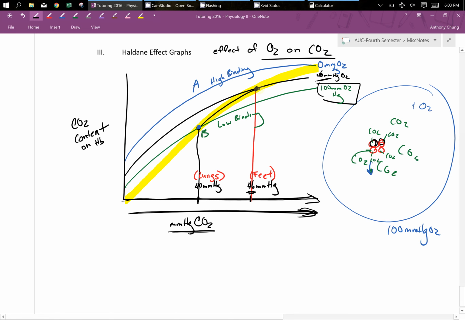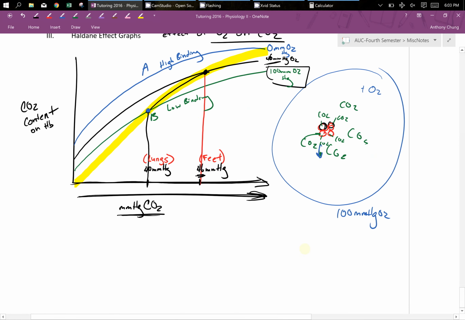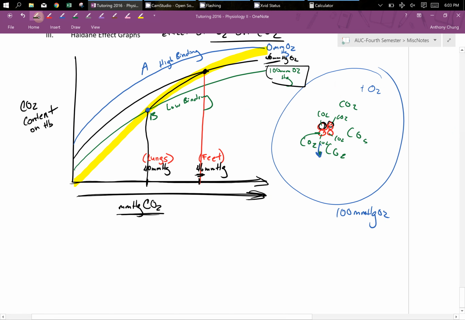And if you think about it in terms of, remember I was talking to you about your feet, let's take a look. Do your feet have a lot of CO2 or very low CO2? High CO2. If it's high CO2, would the CO2 binding be higher or lower? It would be higher. Look at it. This point over here, is it closer to curve A or curve B? It's closer to curve A. It's binding tighter.